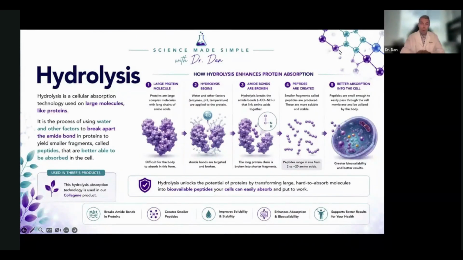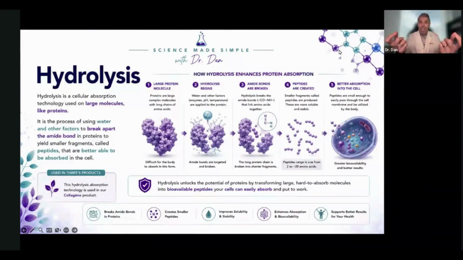And as the name implies, what we use is water and other natural ingredients. We can take this large protein and chop it up into smaller and smaller pieces, and these pieces are called peptides. Proteins are connected together by a bond called an amide bond. A protein is hundreds and even thousands of amino acids connected together, and where amino acids are connected is called an amide bond. So we can use this hydrolysis technology to break apart these amide bonds.